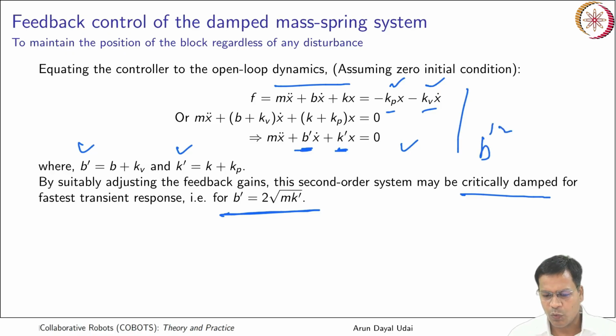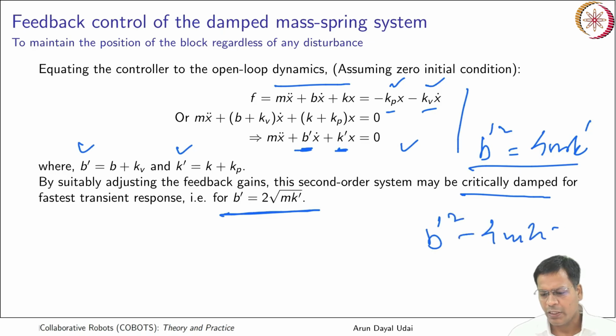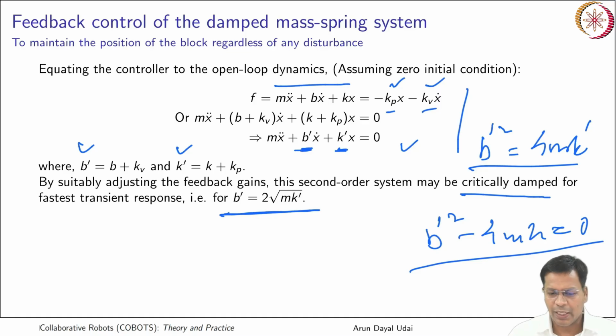b dash square is equal to 4m k dash. This is the case you wanted. So b dash square minus 4m k dash is equal to 0. So this is the discriminant going equal to 0 for this characteristic equation. Okay, so now you see, using such kind of feedback, you can bring your system to a critically damped system. Although your system was not critically damped naturally, you can make it critically damped.